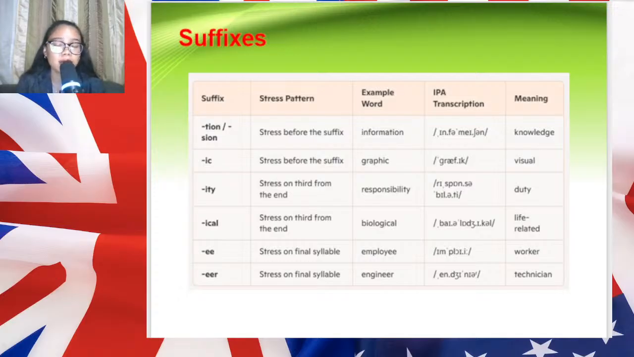All right. Sixth one, eer. So eer, same rule as the previous one. We stress on the final syllable, meaning we stress on the suffix itself. Okay? So for example, we have engineer. Again, engineer. Like E, the suffix draws the stress all the way to the end. So say it with me, engineer. Again, engineer. That rising intonation signals the word is reaching its peak at the final syllable.